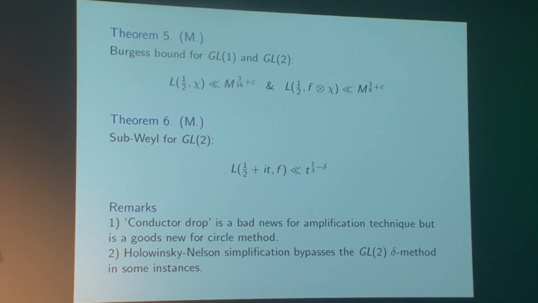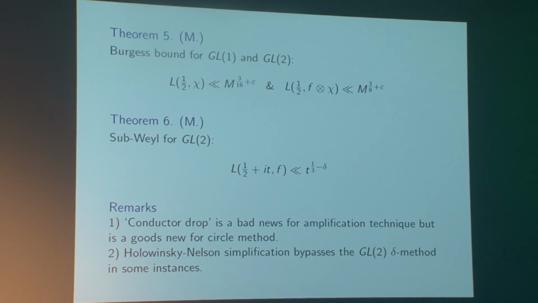So the thing is, the drop in conductor is bad news for the amplification technique because that will mean that you have to look at a higher moment. But it's good news for the circle method, because the lower the conductor, the more powerful is the circle method. So that's one point that helps here.